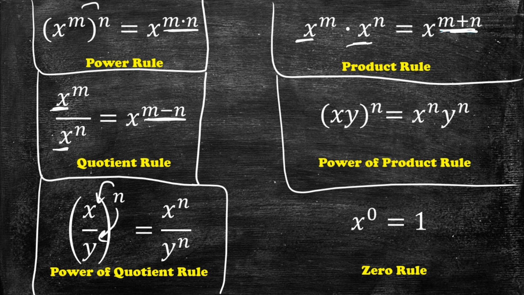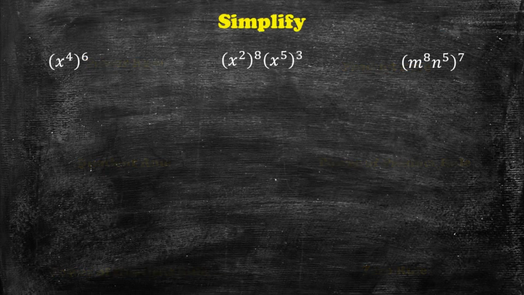And then now we got the power of product rule. So if you have two numbers that are being multiplied to each other and they're all raised by an exponent, you can distribute this exponent into both of those variables there. And then we have the zero rule, which is saying that anything raised to the power of 0 is equal to 1.